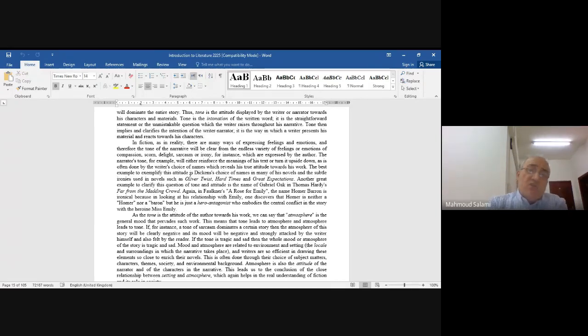The best example here, as you can see, I gave you examples. Charles Dickens's novels, like here, the way he chooses the names of characters in many of his novels, and the subtle ironies used in his novels like Oliver Twist, Hard Times, Great Expectations. Another great example to clarify the tone and attitude is the name of Gabriel Oak in Thomas Hardy's novel called Far From the Madding Crowd.